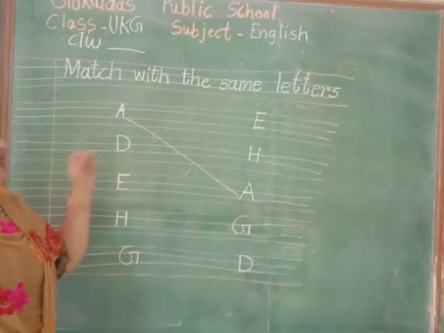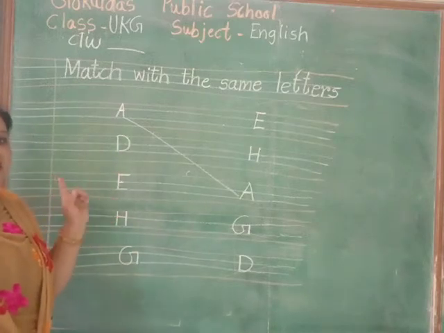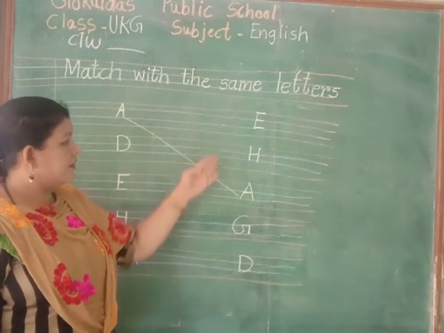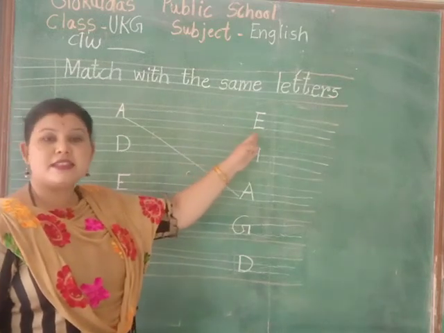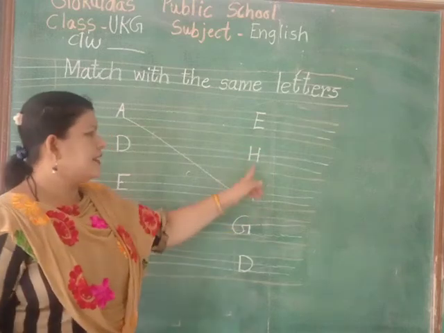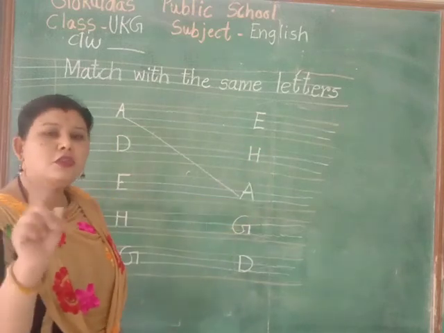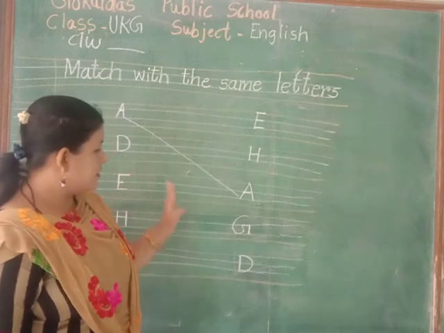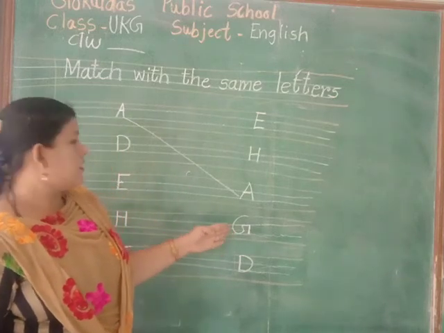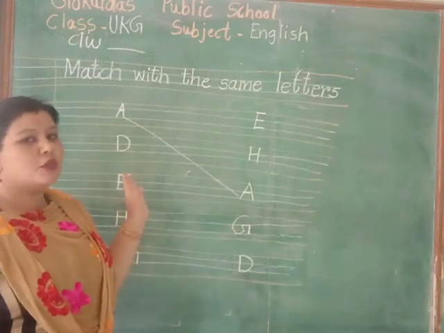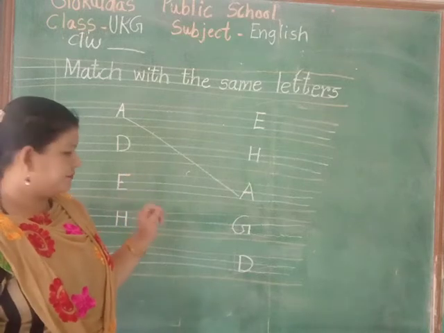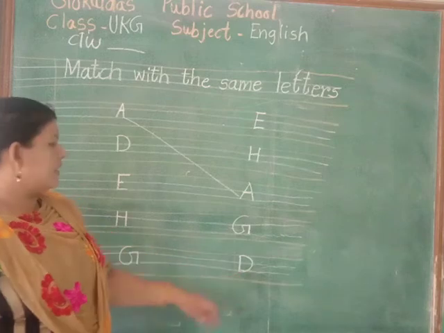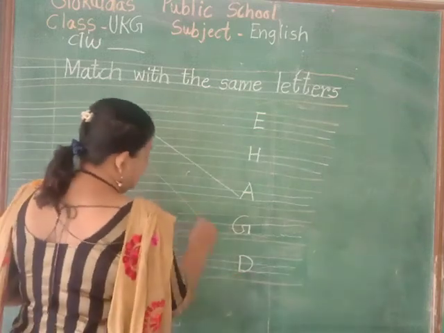Which letter is this? D. Now go and find out where is D. This is D. No. This one is? No. A is already matched. This one is G. G and D is not the same letter. No. Now next, this is D. Very good. Go and match.